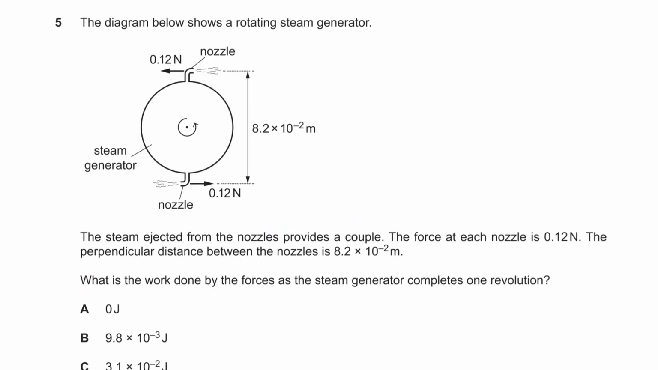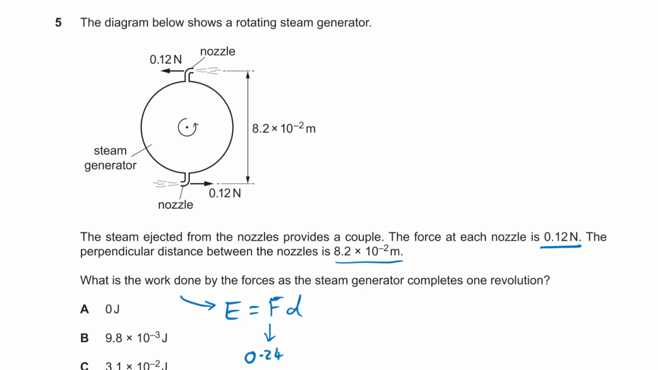5, what do we have here? We have a couple. Force at each nozzle is 0.12 newtons, perpendicular distance is 0.082 meters. So what's the work done by the forces as it does one complete revolution? Well, work done is force times distance. I like calling it E. Okay, maybe sometimes W. I switch between the two, but it is an energy ultimately.